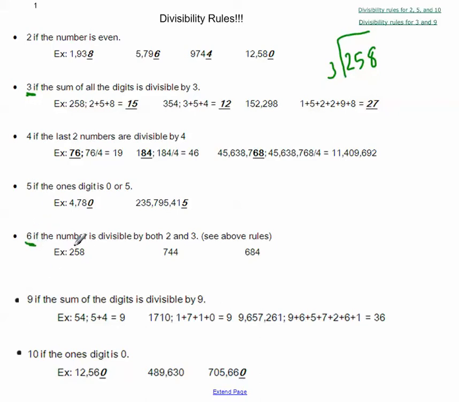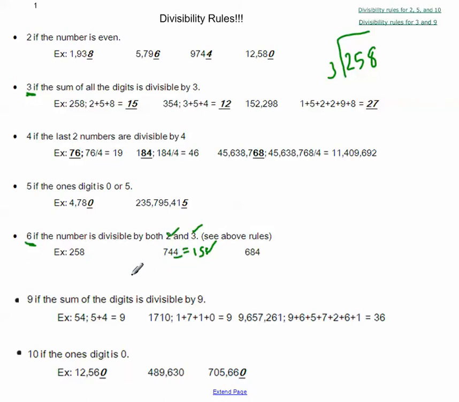6 is a good one. If the number is divisible by both 2 and 3, then it's also divisible by 6. So let's take a look at 744. 7 plus 4 plus 4, when I add those digits together, gives me 15. So I know that it's divisible by 3. So that's good for that one. And then it ends in an even number, so it's divisible by 2.